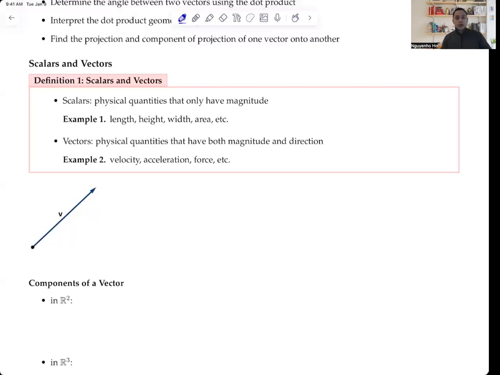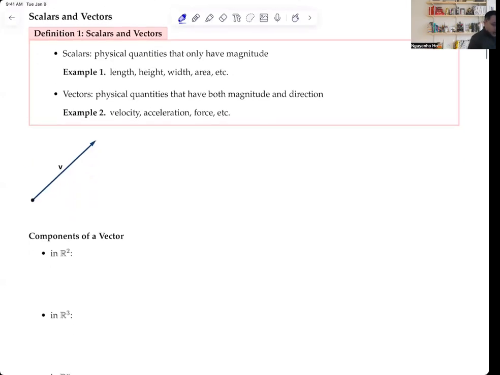So let's stick with some notations for vectors, right? This arrow right here represents a vector. Okay. This one is the initial point, and we call this the tail. The tip of the arrow is called the terminal point or the head.